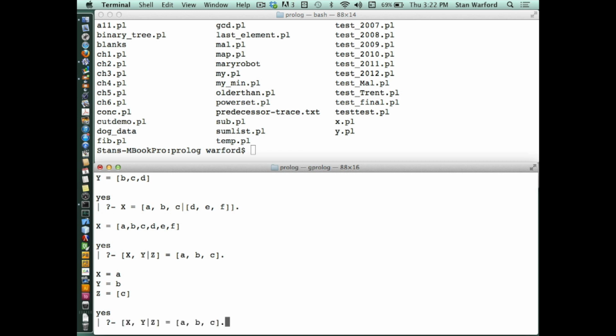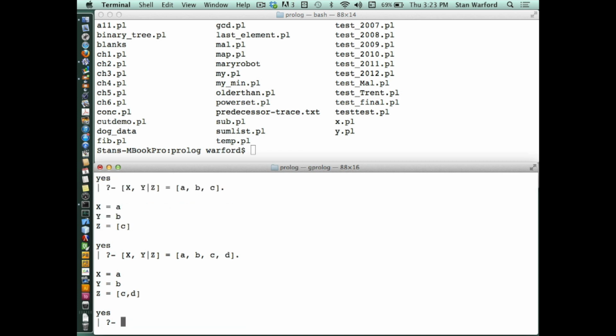Here, let's do it again. Only this time instead of doing A, B, C, let's do A, B, C, D. So now here, maybe this will actually make it a little more clear. So what will this be? X is A, Y is B, and Z is the list C, D, right? And we could go on and on, right? C, D, E. Yeah?